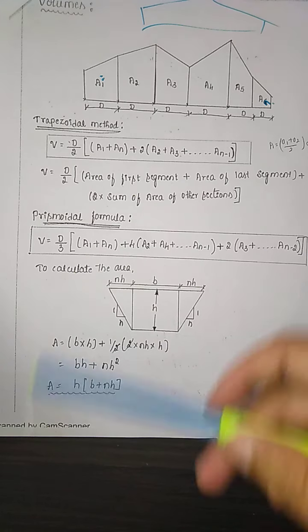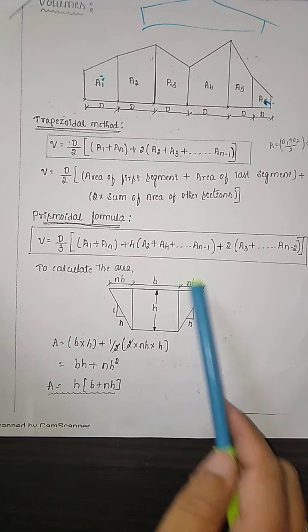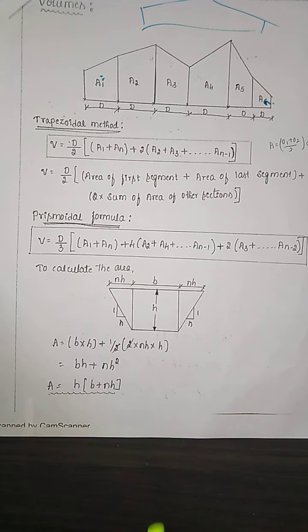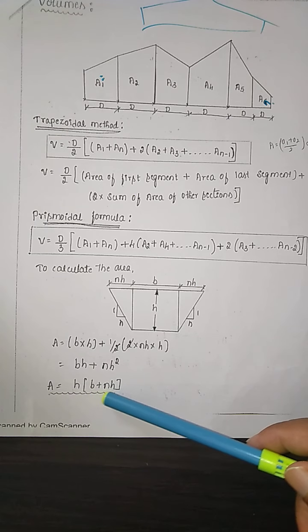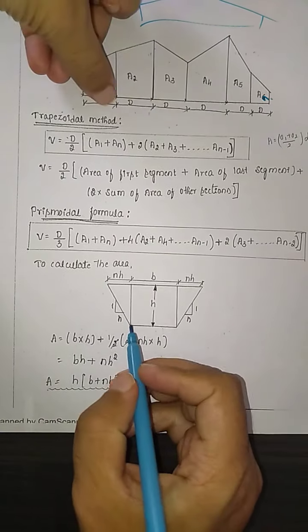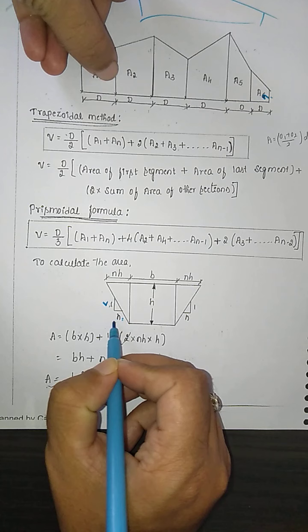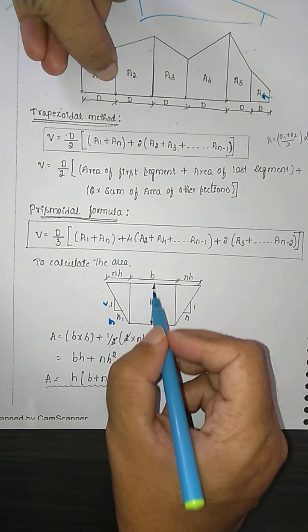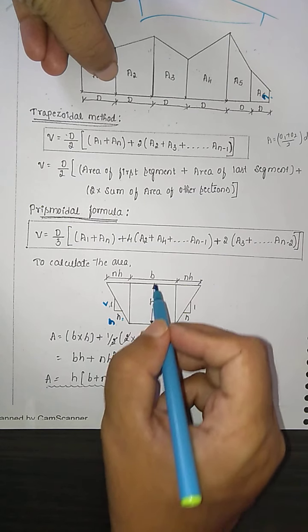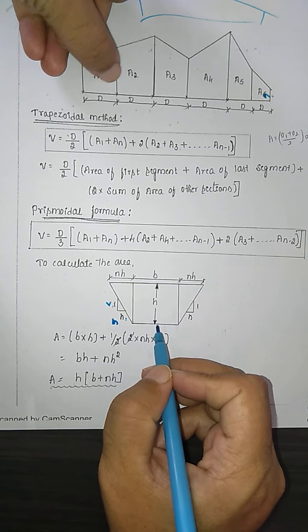Then you will be calculating the area. Suppose one section is given, then one prism is given, and you will be calculating the area of that prism. You will be using the formula A is equal to H into B plus NH. Here the side slope is one vertical to N horizontal. H is the height of the prism, B is the width, and N is the slope.